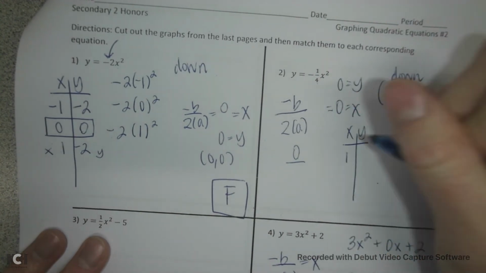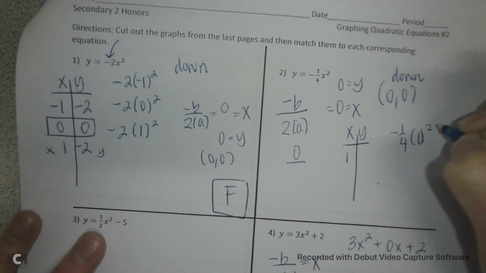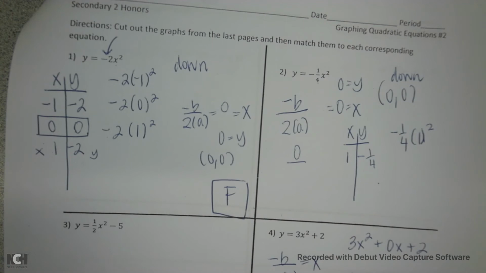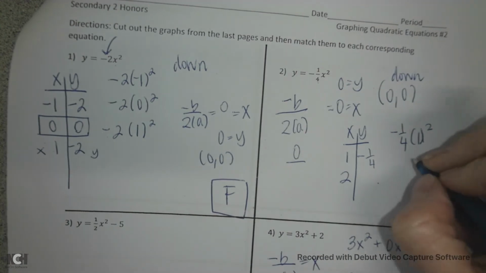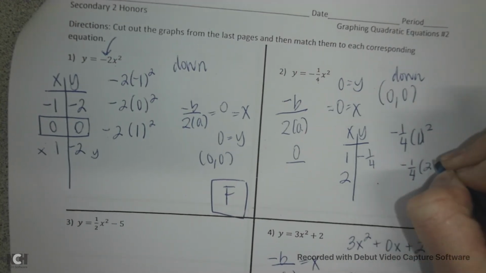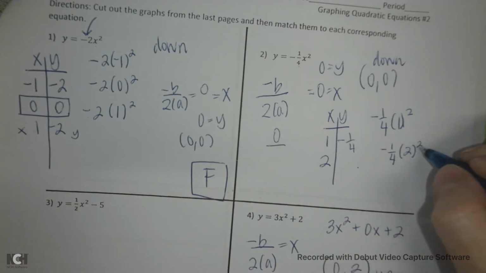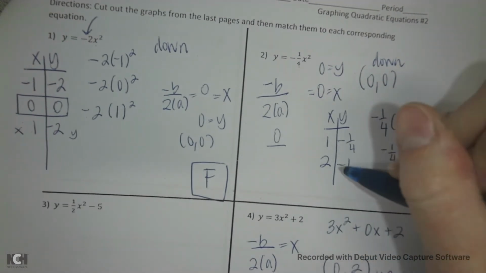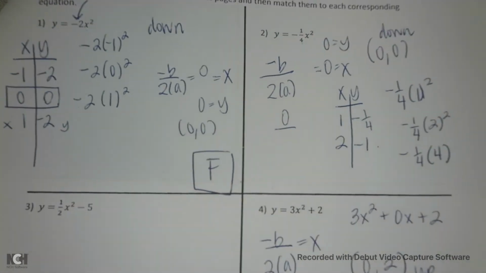So I maybe would pick 1, because 1 is nice. So negative 1/4 times 1 squared, well then that gives me negative 1/4. Maybe that's not the best number to pick. So we would need something, 2. 2 would be good. So negative 1/4 times 2 squared. Because I know if I get a 4 in here, I know that 4 divided by 4 is going to be pretty. So 2 squared is 4, negative 1/4 times 4 is going to be negative 1. So this guy should have an intersection of 2, negative 1, and honestly 1, negative 1/4, but that kind of stinks. So 2, negative 1.